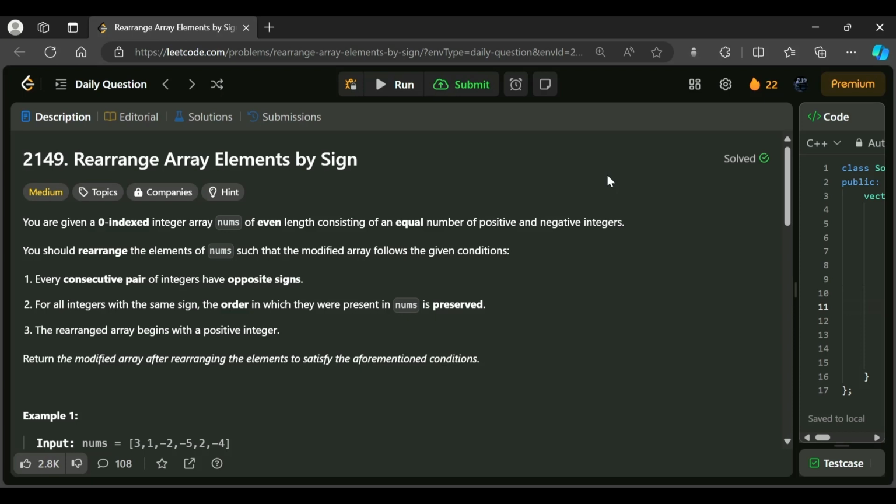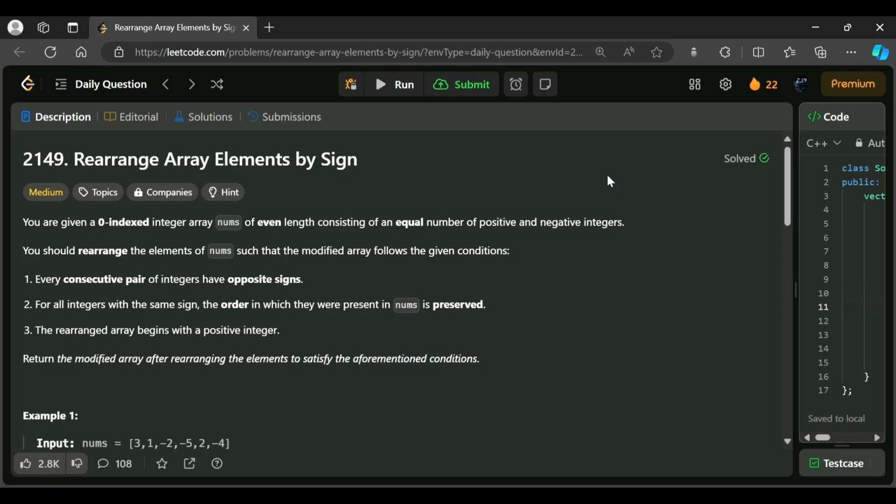So you are given a zero-indexed integer array nums of even length consisting of an equal number of positive and negative integers, right? The length of this array will be even, and in this array you are provided positive and negative integers. And there are three conditions in the question. Now let's see what the conditions are.